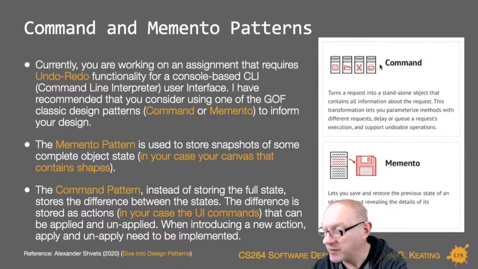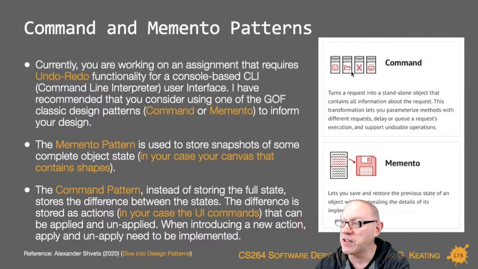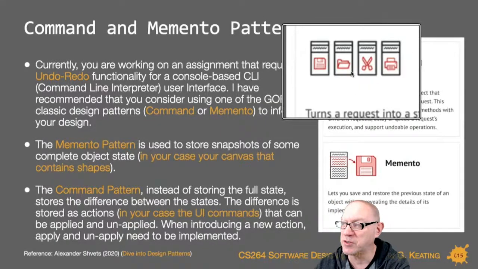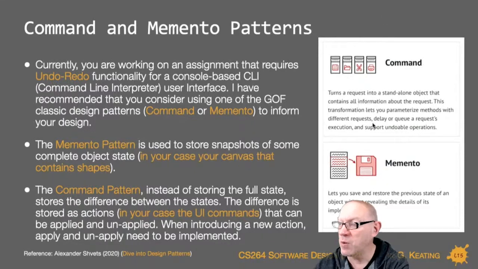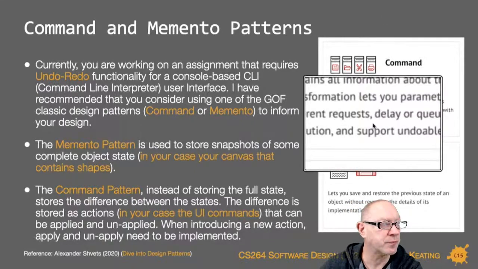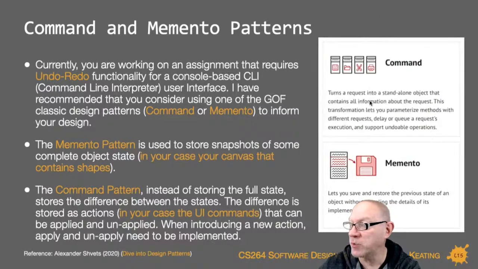Okay, so the command is nice. There are some glyphs that explain it here, and you can see a list of commands. So it's nice to remember those. Really, what happens is that the command turns a request into a standalone object that contains all the information about the request. That transformation lets you parameterize methods with different requests, delay or queue request execution, and support undoable operations. Okay, that's nice.